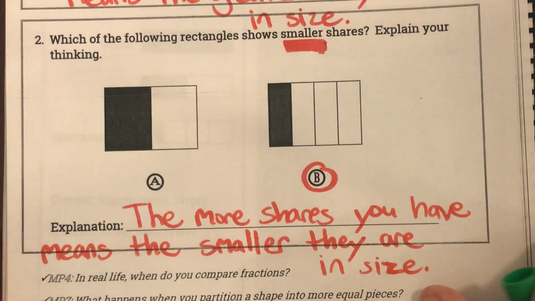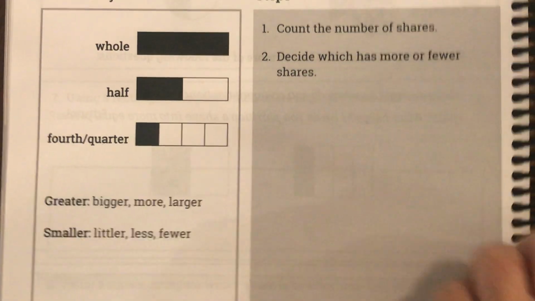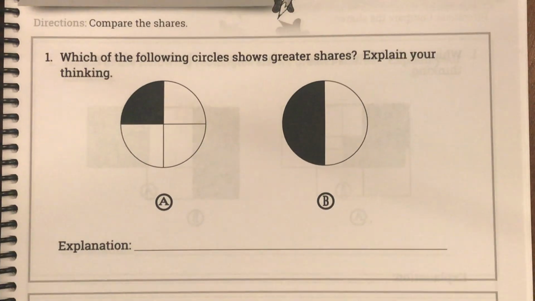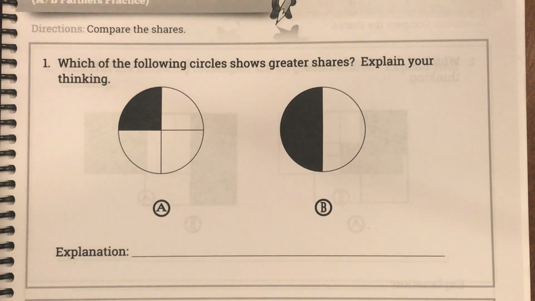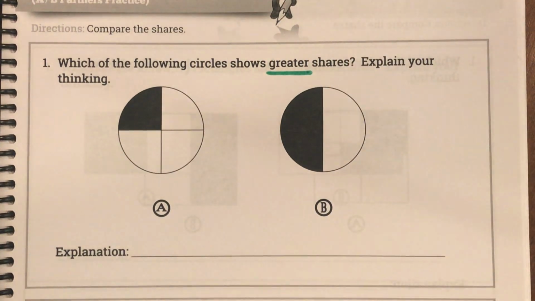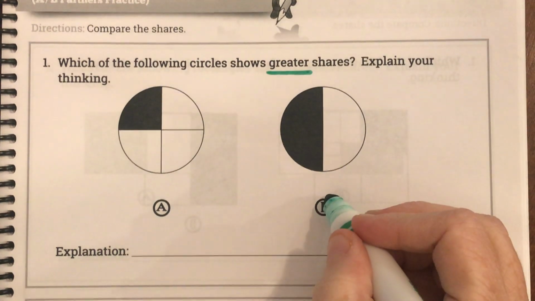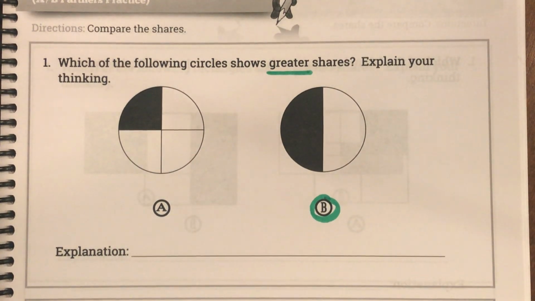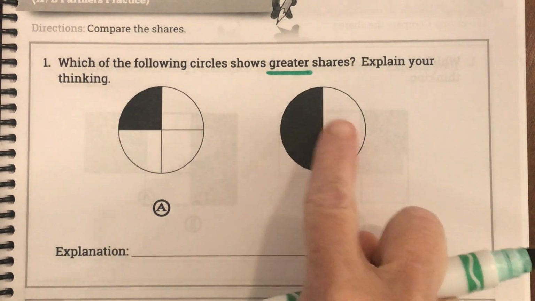Let's try some of these together, boys and girls. I'd like you to turn your page to page 160, and let's look at our question. Which of the following circles shows the greater shares? Which share is greater? Which share is larger or bigger or worth more? Hopefully you're thinking B, and hopefully you think B is worth more. Why? They want us to explain our thinking.